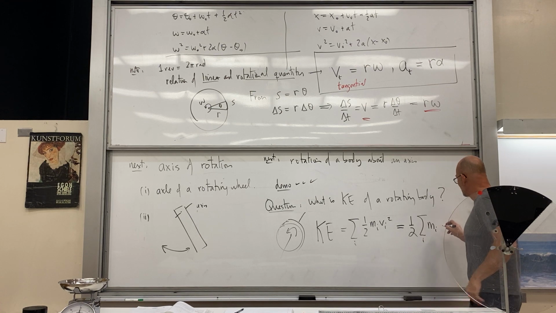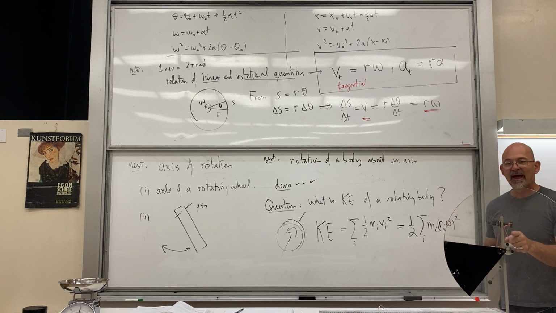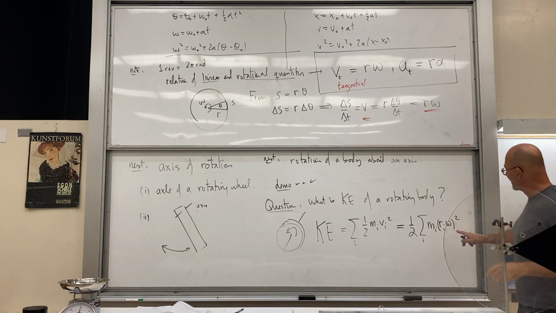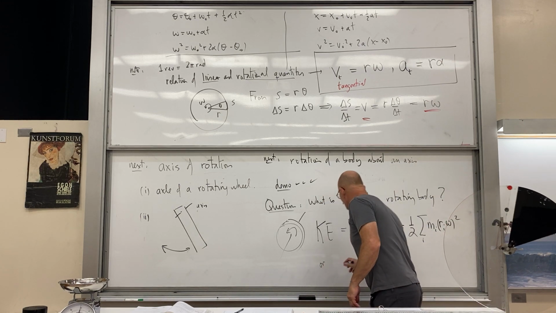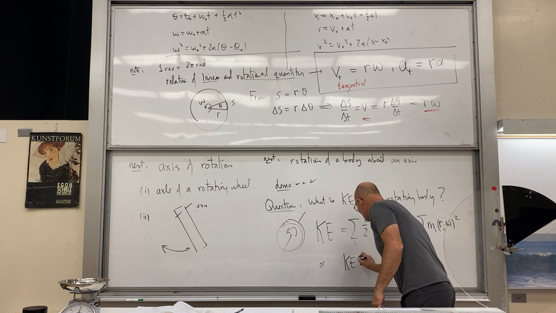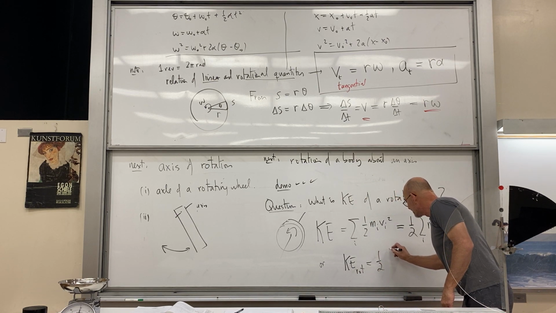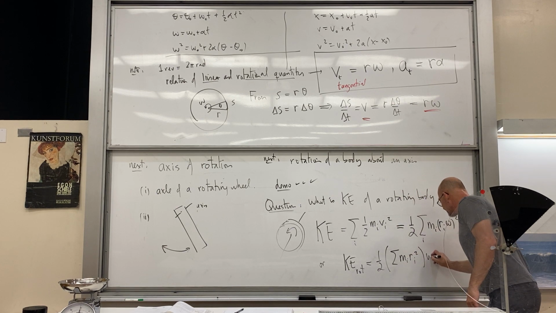So I'm going to write r sub i omega squared, because every mass in this rotating disk has the same angular velocity. Okay? The disk has just one angular velocity, and that's omega. So when I do that, I can say kinetic energy, sub-rotation, is 1/2, in parentheses, the sum of m sub i r sub i squared, omega squared outside.